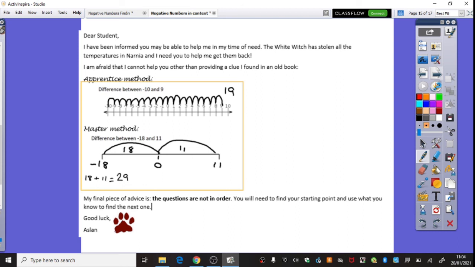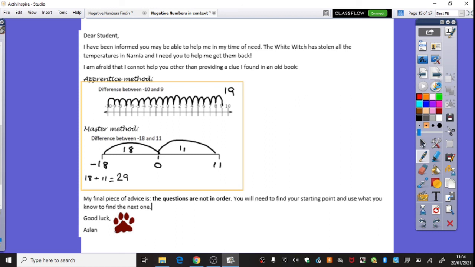So your first page of your work today gives you a letter, and I'm going to read that letter to you now. Dear student, I've been informed you may be able to help me in my time of need. The White Witch has stolen all the temperatures in Narnia, and I need you to help me get them back. I am afraid that I cannot help you other than providing a clue I found in an old book. And it gives you 2 different methods there, so you can see that those methods we've just gone through together. My final piece of advice is the questions are not in order. You will need to find your starting point and use what you know to help you find the next one.